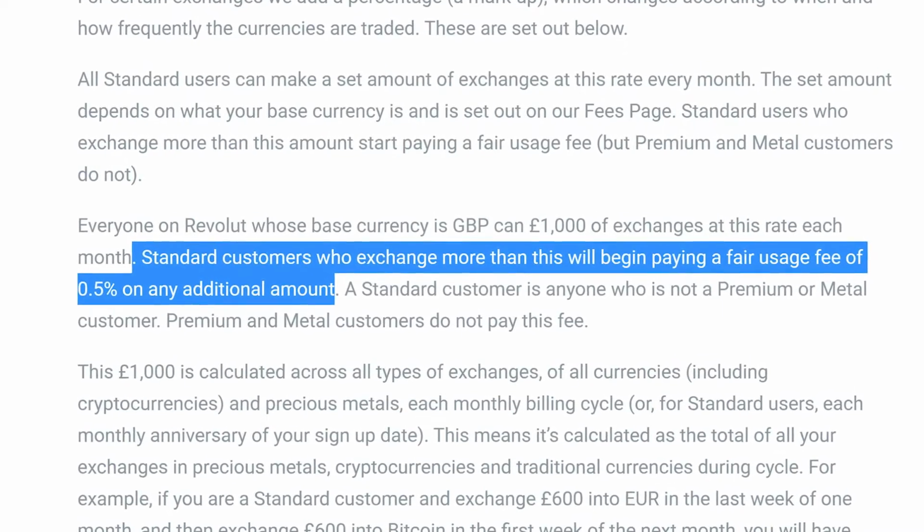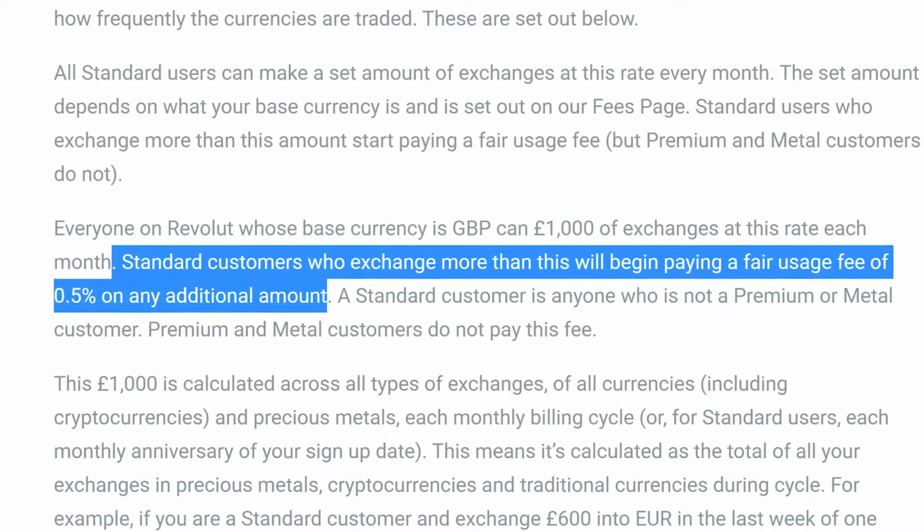Now, if you send money above the £1,000 limit, you will have to pay a fee, and that fee is hidden in the load. So it's not a direct fee that they charge, but the load, the amount of money you have to pay on top of the exchange rate to make the exchange rate worse, is going to be 0.5%.